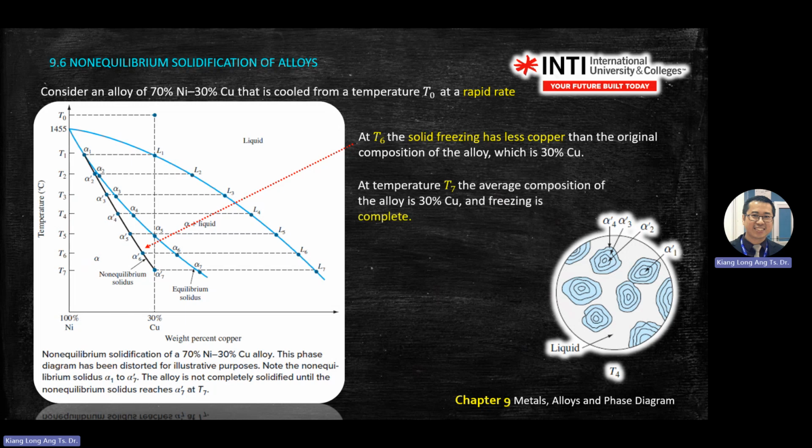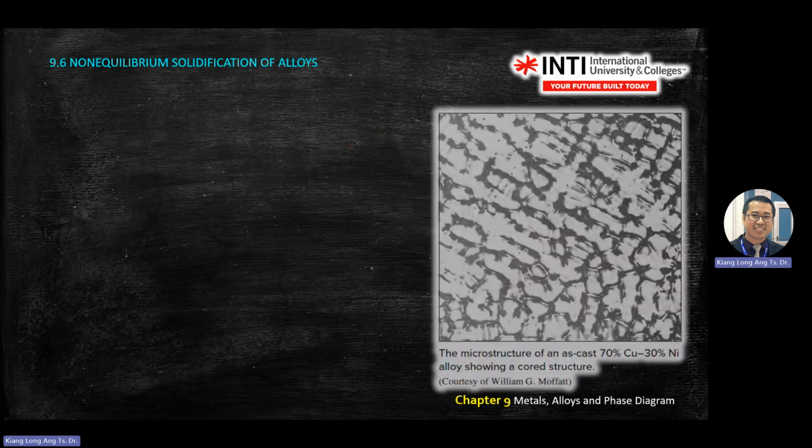At temperature T7, the average composition of the alloy is 30%. So at T7 only it reached the normal 30%. If in the normal cool down, you already reach 30% roughly at T5. But in rapid cooling, your percentage of copper only reaches 30% when you cool it further. Then only it reaches 30%. Okay. This is what rapid cooling will do to your object.